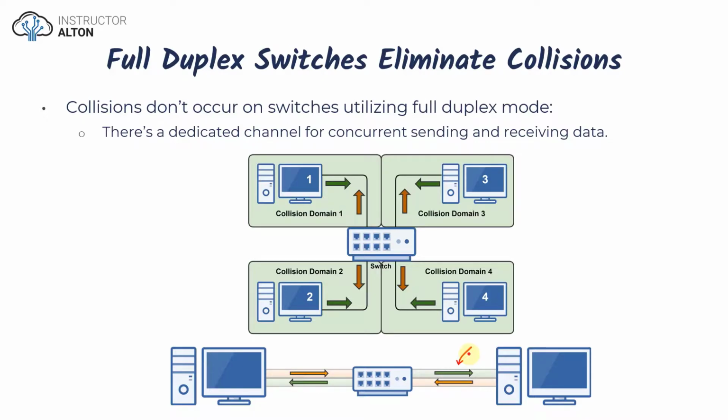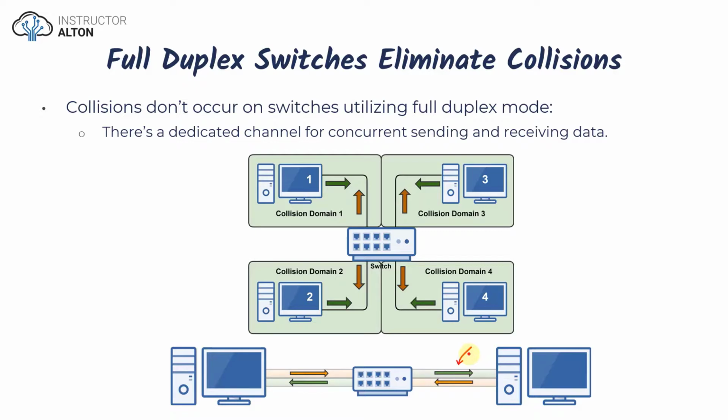And another added benefit of full duplex communication is that we also get increased network speeds as well. So not only are we eliminating collisions, but as you can imagine, because we're sending and receiving data at the same time, our network speeds increase as well.